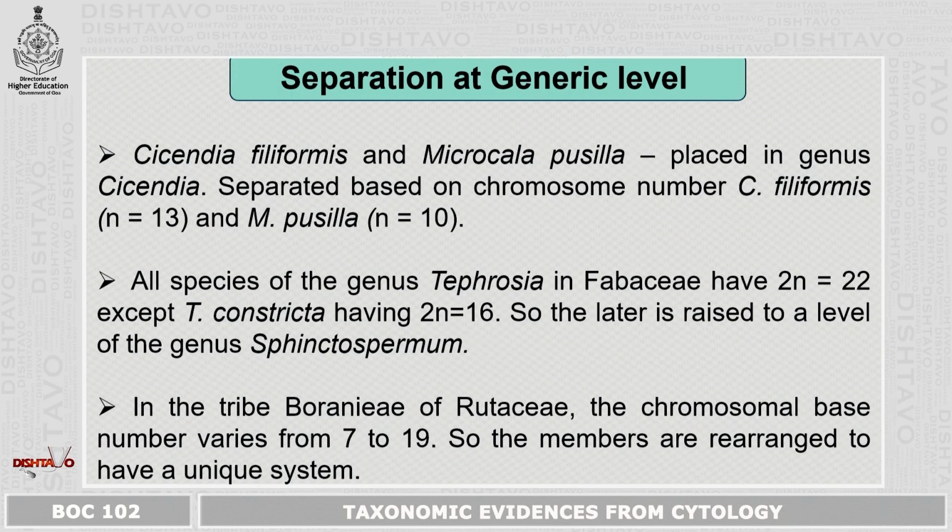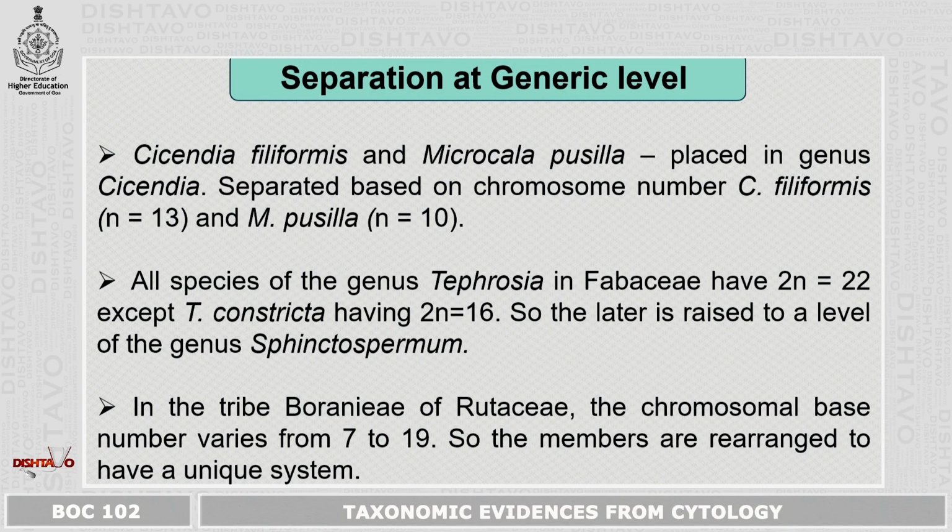At the generic level, how is the separation done? There is Cicendia filiformis and Microcala pusilla. Now, they were placed in the Cicendia genus. Now, they are separated based on chromosome number. Cicendia filiformis, n is equal to 13, and Microcala pusilla, n is equal to 10.